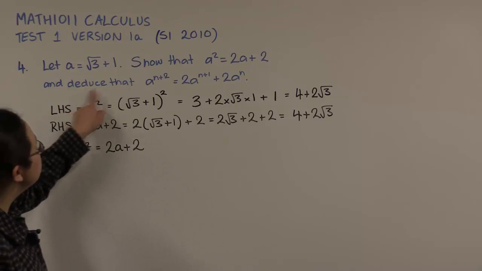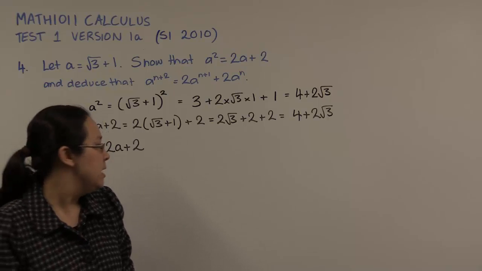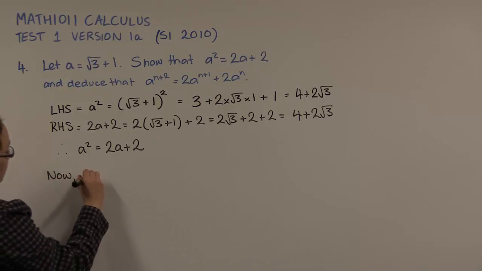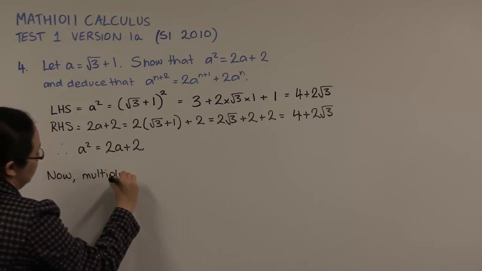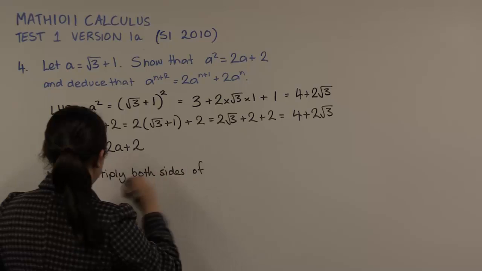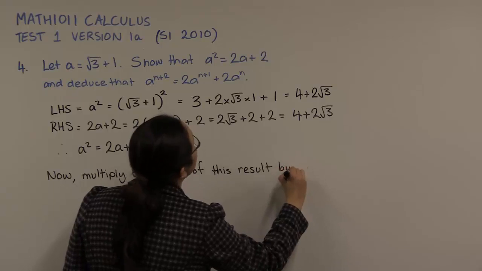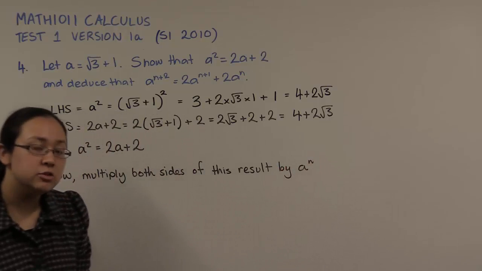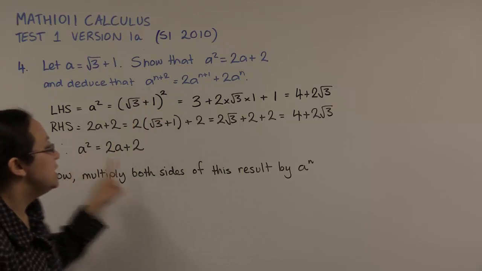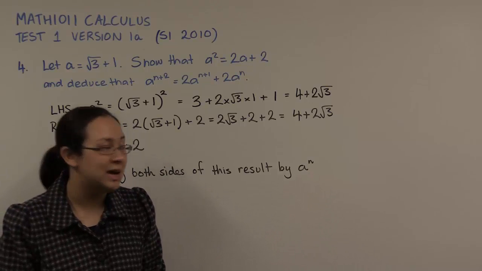Now we're asked to deduce that a to the n plus 2 is 2a to the n plus 1 plus 2a to the n. What we do here, the key is we multiply both sides of this result by a to the n. The reason you might recognise to do that is because here we have a to the n plus 2, and a squared times a to the n gives you a to the n plus 2. Bases are the same, and you're multiplying, you add the indices.